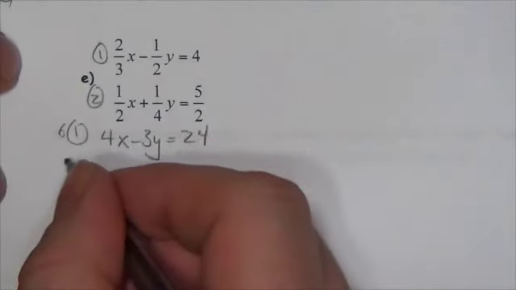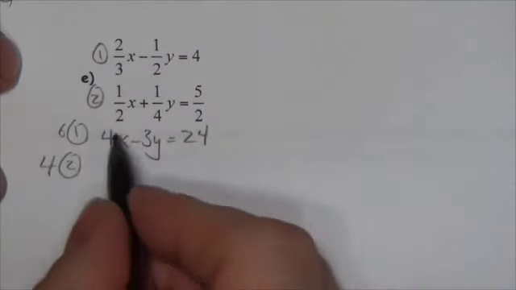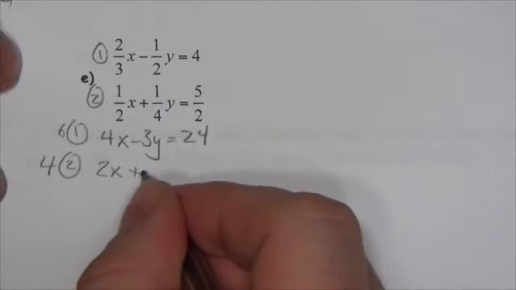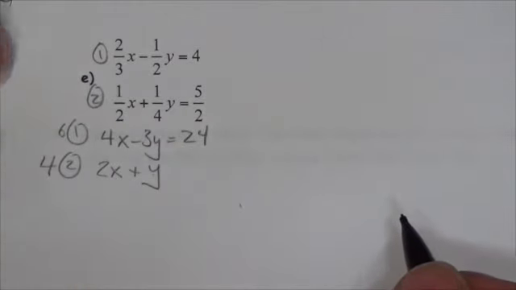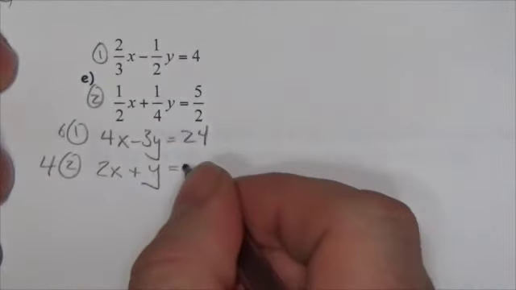Here, in equation 2, if I multiplied by 4, that should do it for me. 4 times 1/2 is 2. 4 times 1/4 is 1. Well, that's a nice one. Okay, and then 4 times 5/2 is going to be 10.